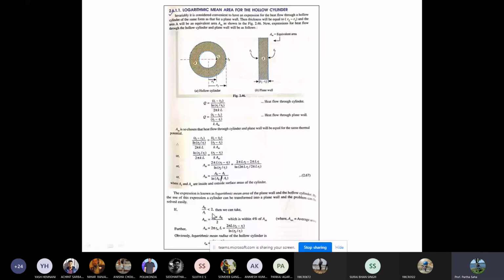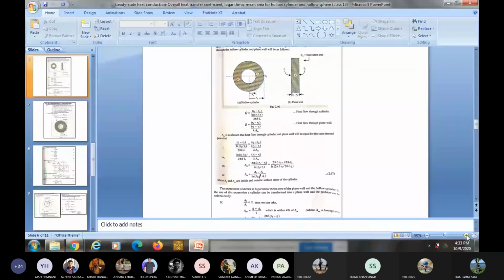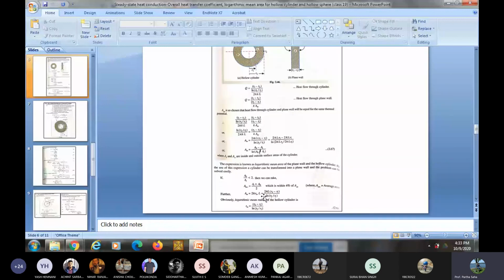And if it is greater than 2, then we write AM equal to 2 pi RmL. We can write the mean area as 2 pi RmL, equate it with this expression, and finally Rm becomes R2 minus R1 divided by ln(R2/R1). So Rm is the logarithmic mean radius. You can see the expressions are the same for AM and Rm. Okay, so this is how I express it.